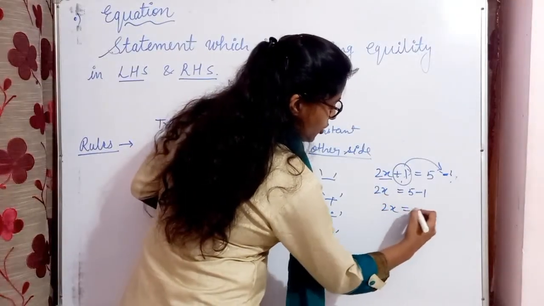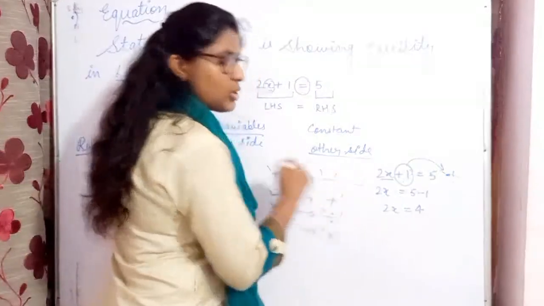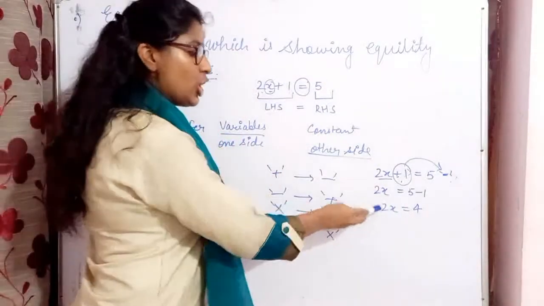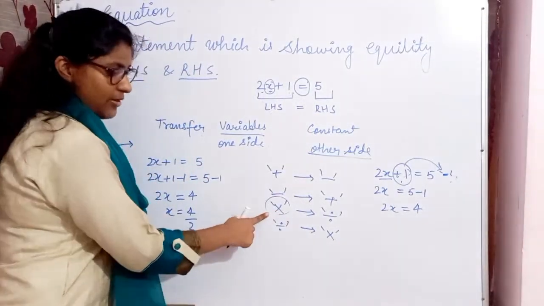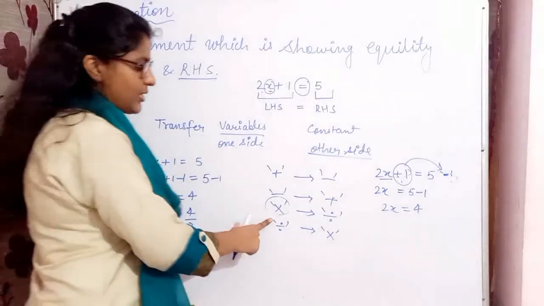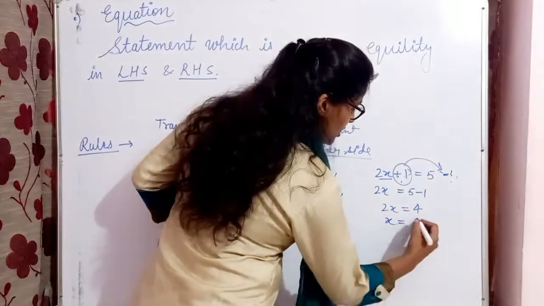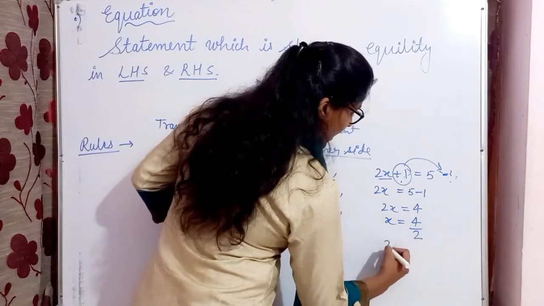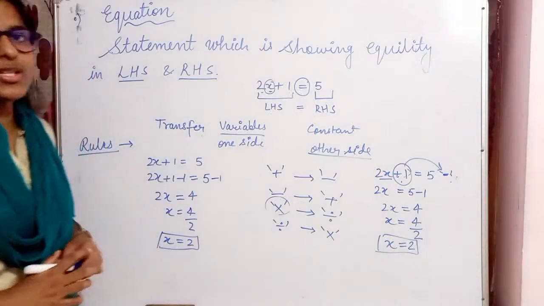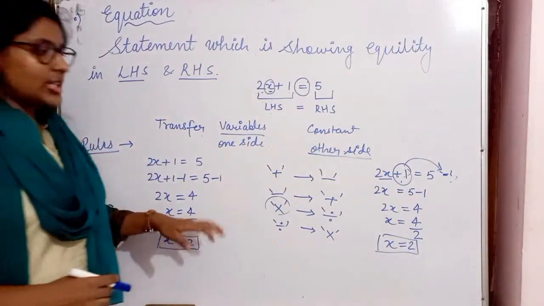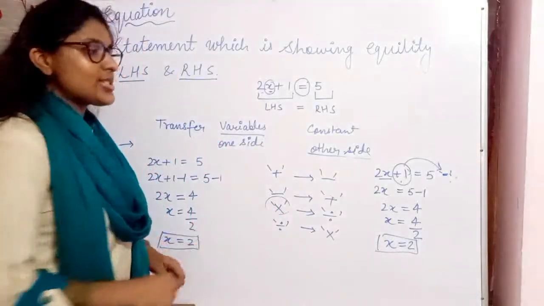Next is 2x is equal to 4. Now you can see here x is multiplied with 2. When you transfer a number which is multiplied with a variable, it is converted into divide. So 2 is multiplied with this x, and when you transfer it, it is converted into divide. The answer is 4 divided by 2, which is equal to 2. So in this way we are getting the value of x, that is 2.